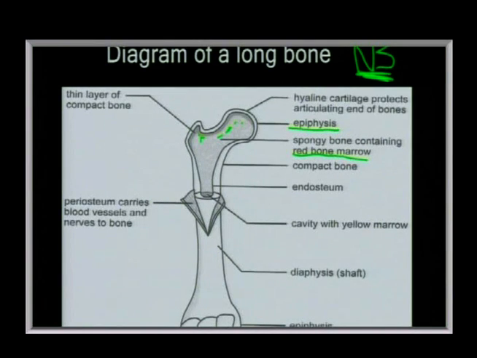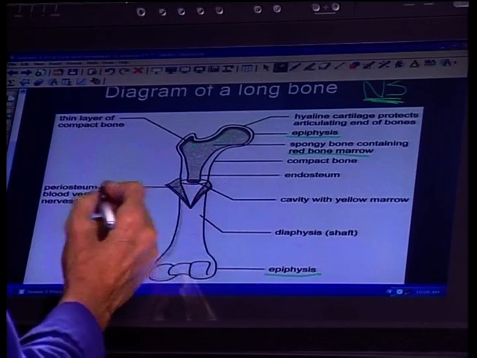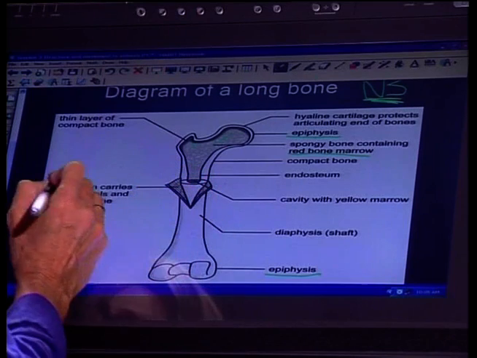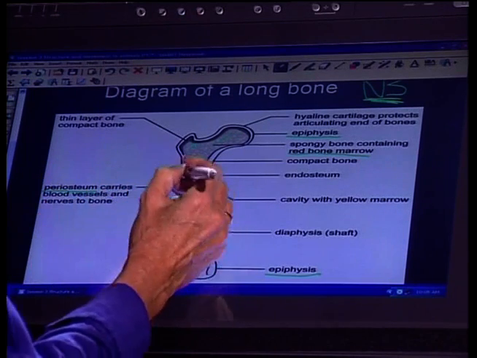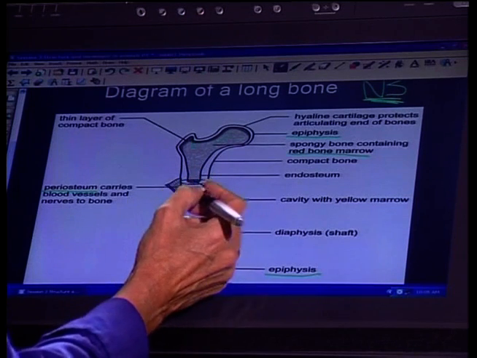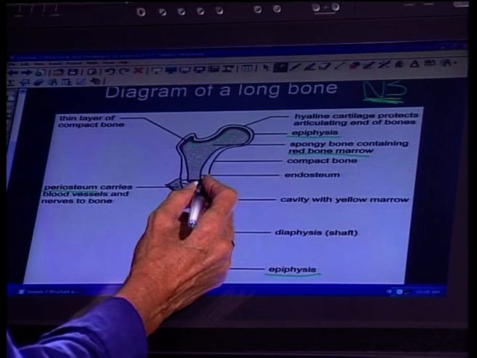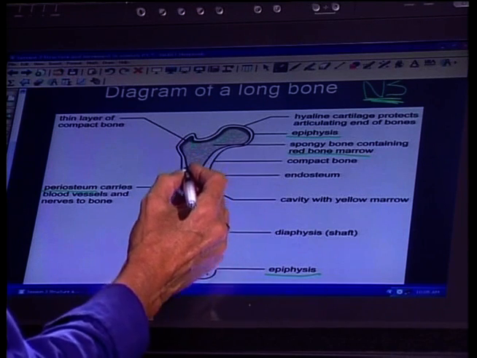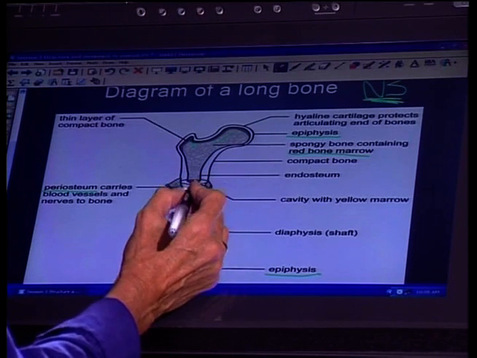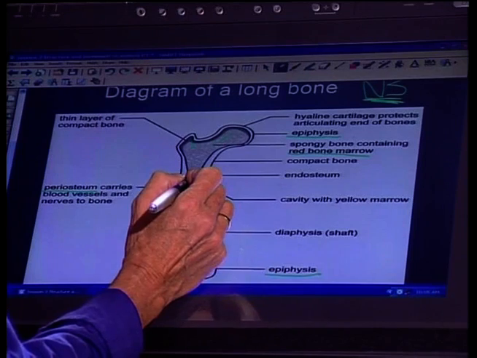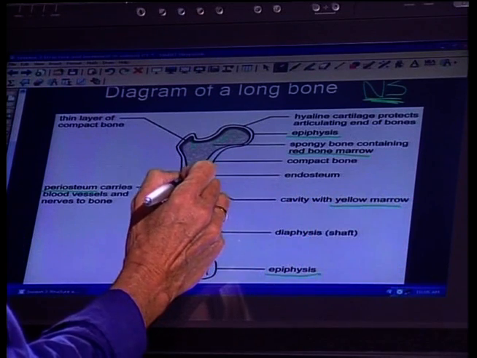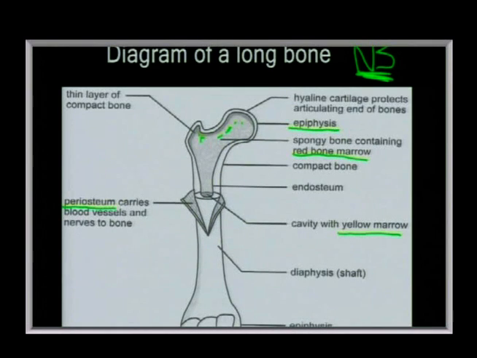Going from the outside inwards, you are going to have compact bone, and then the next layer is the periosteum, which has the blood vessels. The next layer you get through is this thin layer of compact bone on the inside, and then the yellow bone marrow cavity. So the yellow bone marrow sits right in the middle, red marrow over here, and the yellow marrow on the inside.